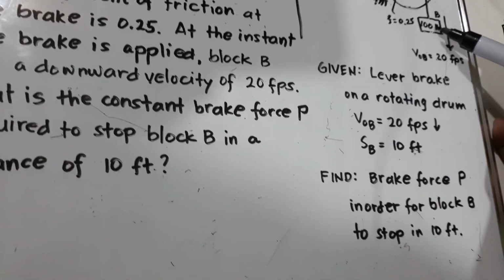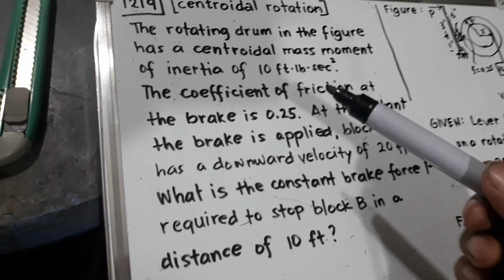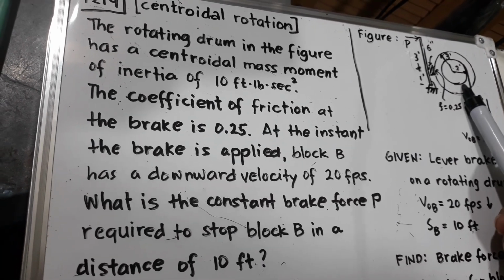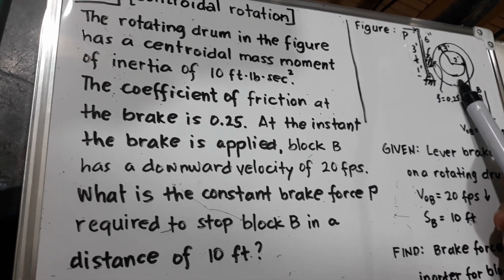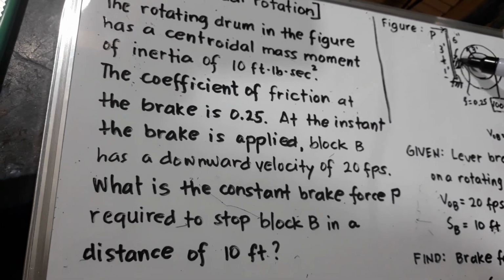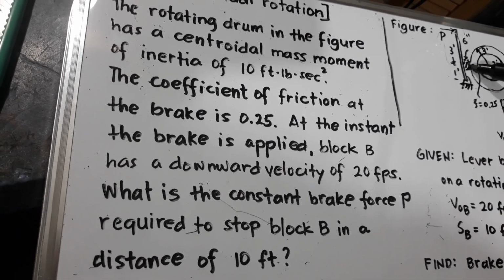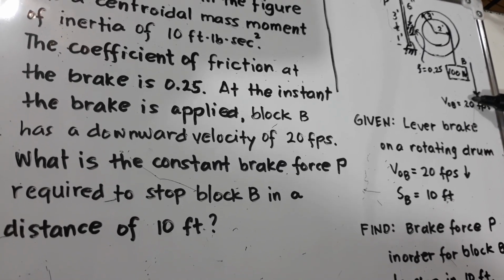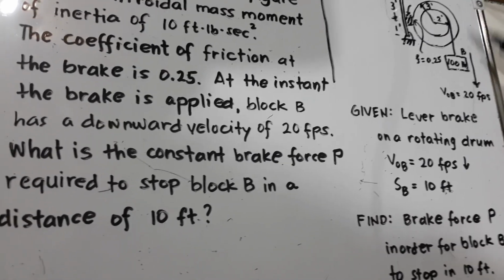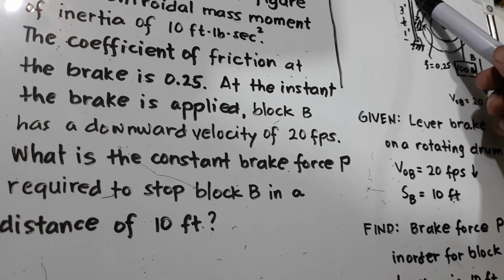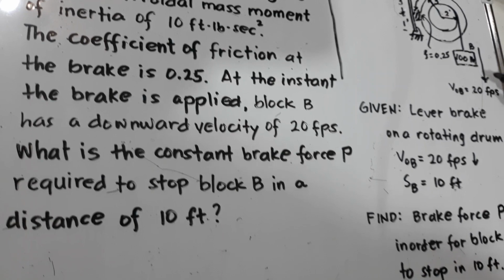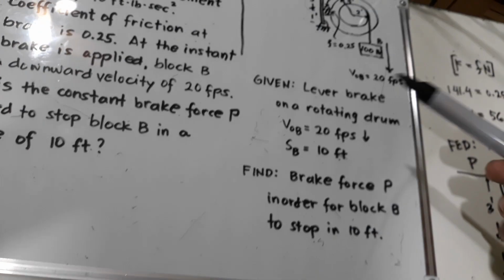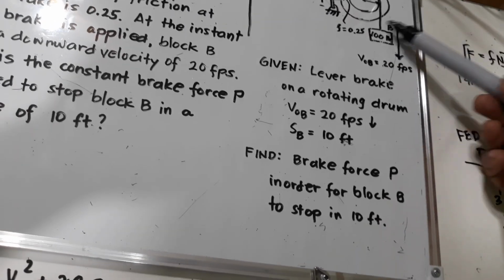By applying a force here, the brake pad will press against the drum through friction and stop the falling weight. The rotating drum in the figure has a centroidal mass moment of inertia of 10 foot-pound second squared. The coefficient of friction at the brake is 0.25. At the instant the brake is applied, block B has a downward velocity of 20 feet per second. What is the constant force P applied at the brake lever needed to stop block B in a distance of 10 feet?